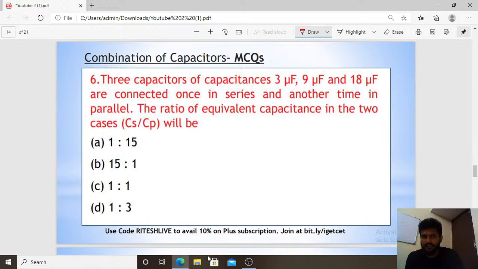Next, three capacitors of capacitance 3 microfarad, 9 microfarad, and 18 microfarad are connected once in series and another time in parallel.